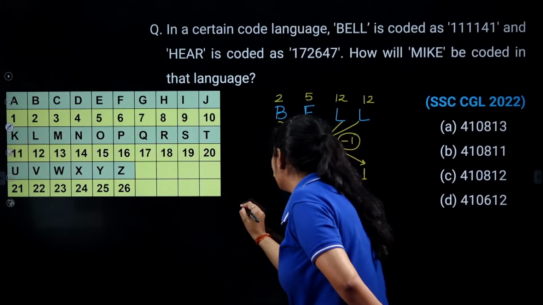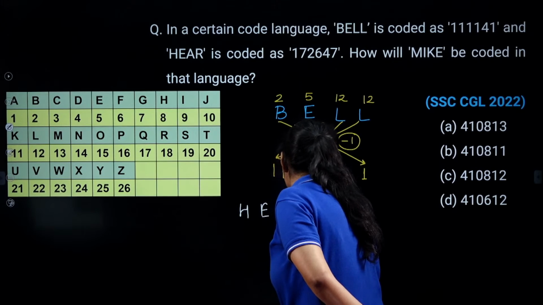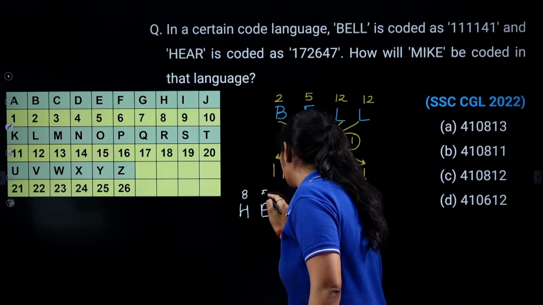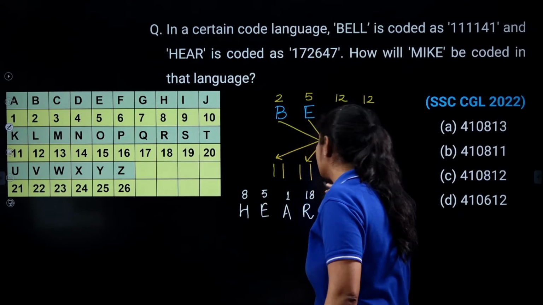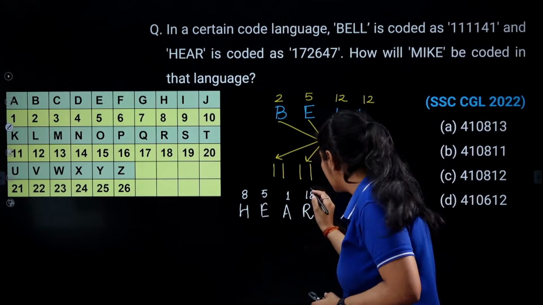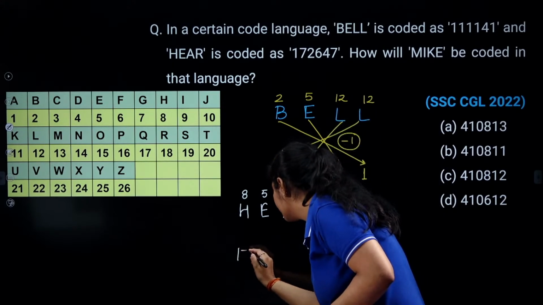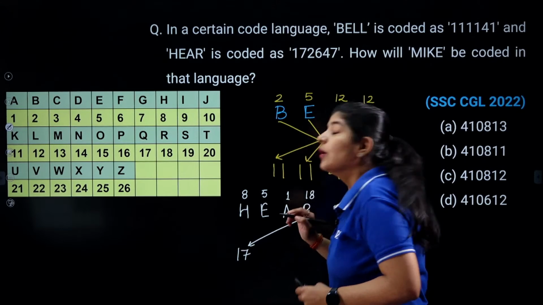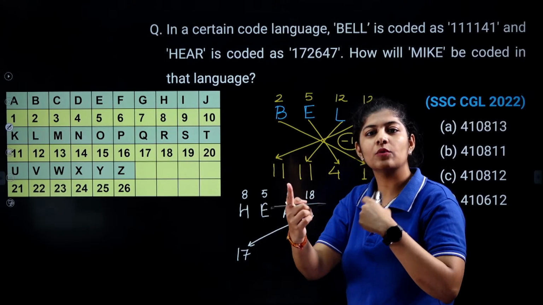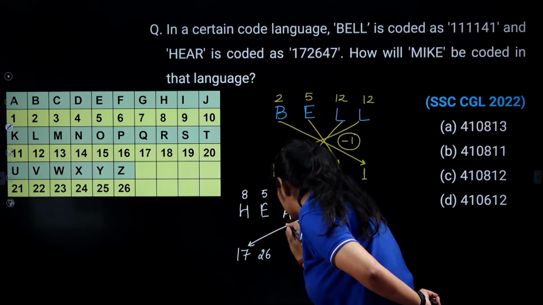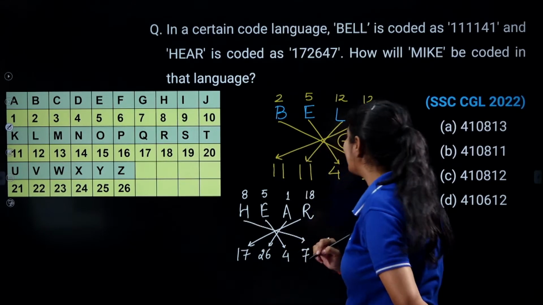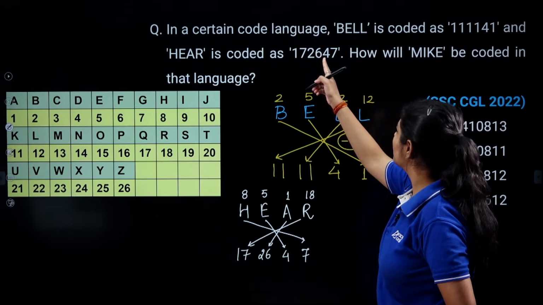The next word that I have over here is here. And the associated numbers are 8, 5, 1, 18, right? What I have to do is subtract 1 and put the number diagonally. 18 minus 1 is 17. 1 minus 1 we are getting 0, but in the alphabet we get to 26. So here we are getting 26, 4, and here we have 7. Are we getting the same number? 17, 26, 4, 7. Yes.